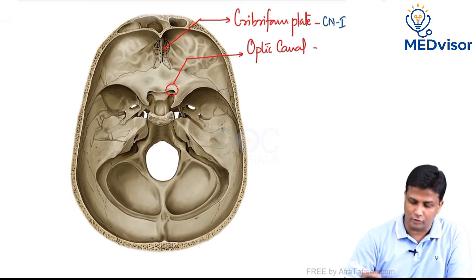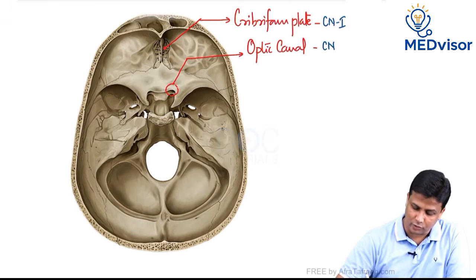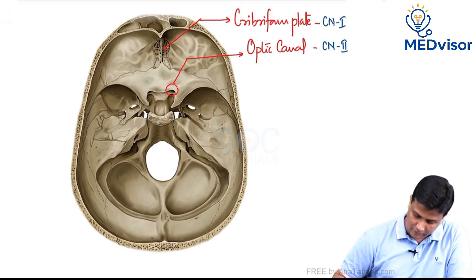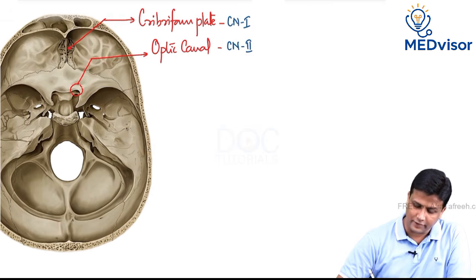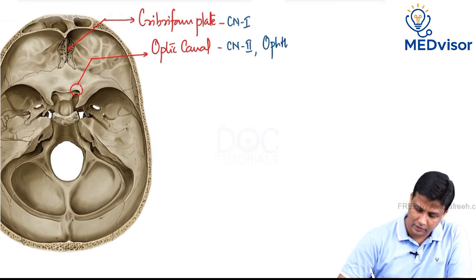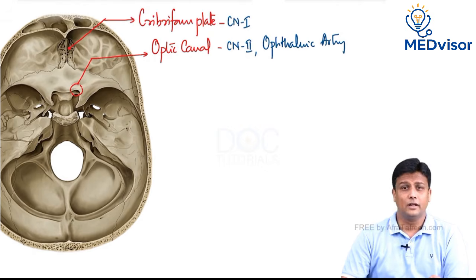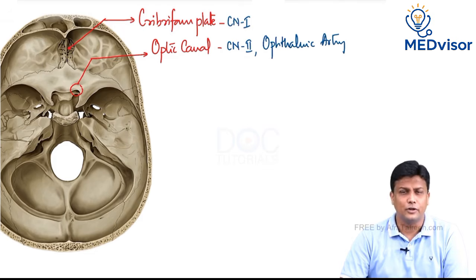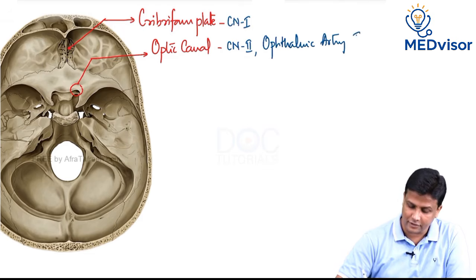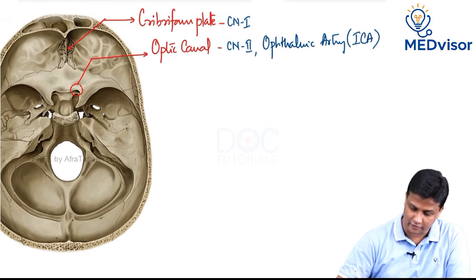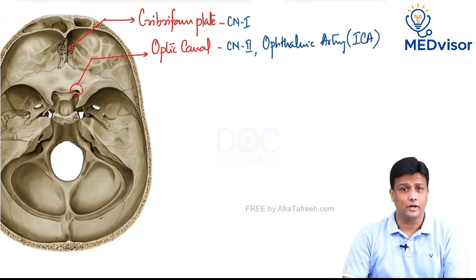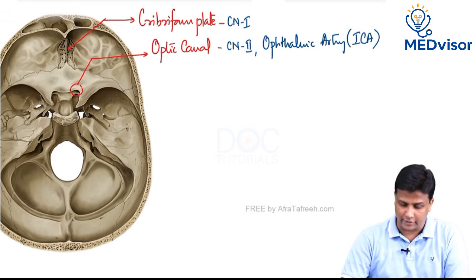Now, what passes through the optic canal? Obviously cranial nerve number 2, the optic nerve. And not only the optic nerve, my dear friends, remember, the ophthalmic artery also passes through the optic canal. Try to recall, the ophthalmic artery is a branch of which artery? We learned in neuroanatomy that it is a branch of the internal carotid artery, in fact the first branch of the internal carotid artery.